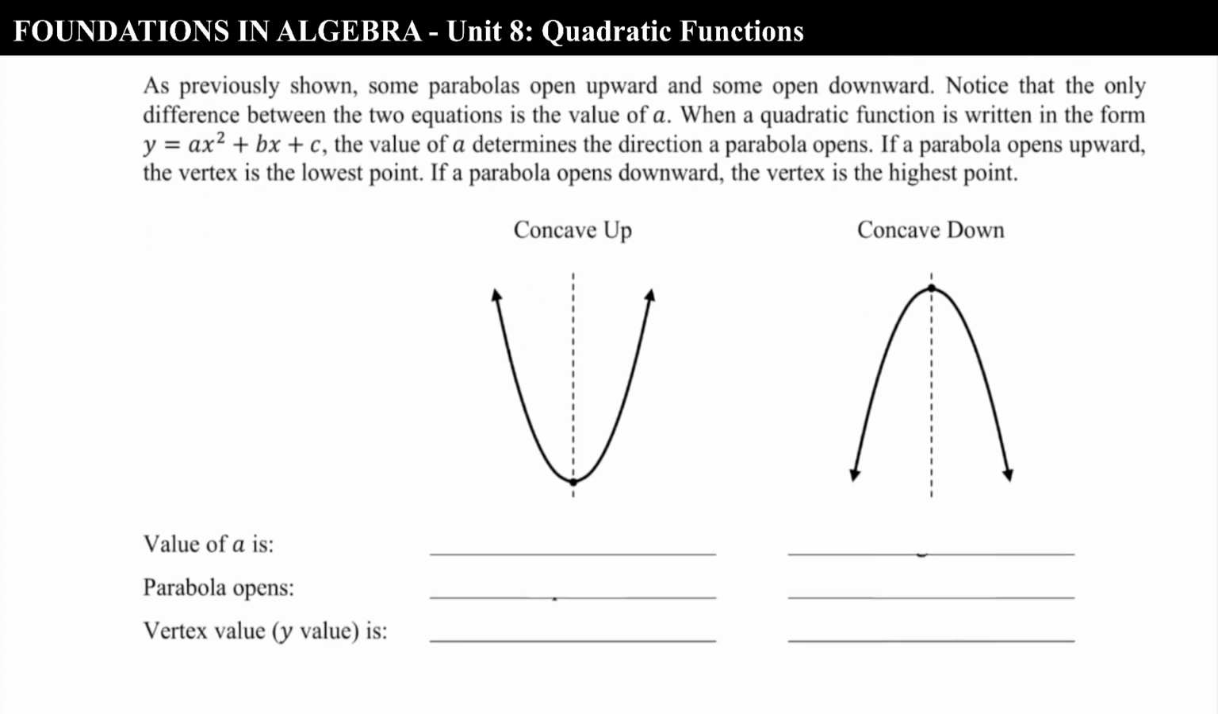So if we are concave up, our parabola is oriented upward, the value of a is going to be positive. And that means our parabola opens upward, and our vertex value, or our y value, is going to be a minimum. If we are concave down, then we have a negative value of a. Our parabola opens downward, and our vertex is going to be a maximum.